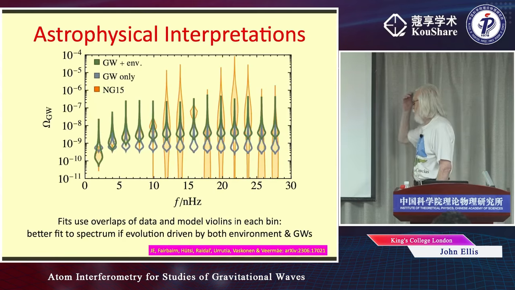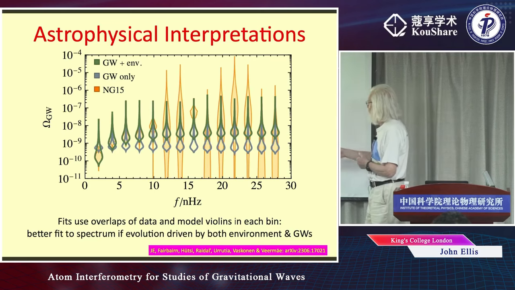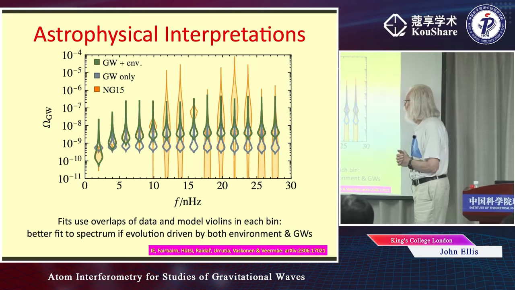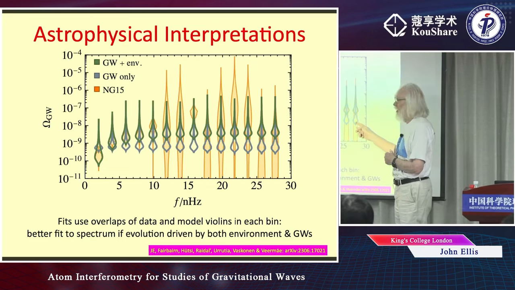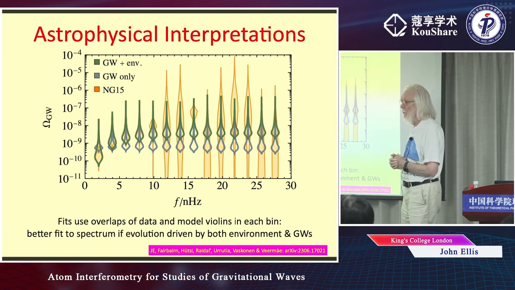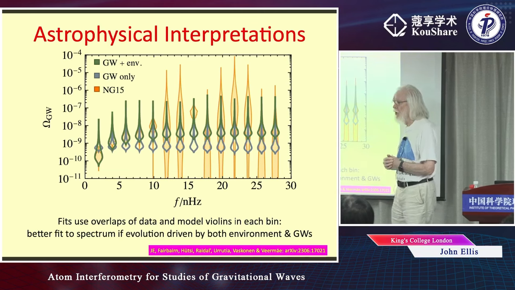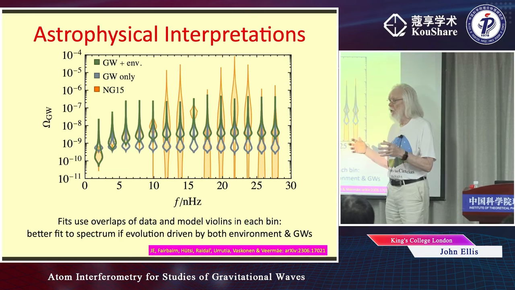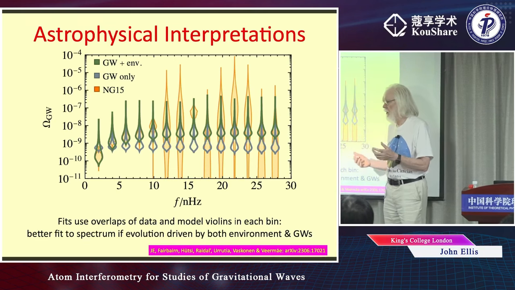So this compares the NANOGrav data shown in yellow with a gravitational wave alone model shown in blue and gravitational waves plus environmental effects shown in green. Well, just the black holes interacting with the galaxy, with the halo, and losing energy through interaction with the environment.